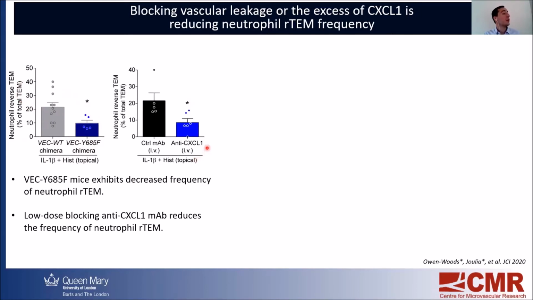In addition, if we block the excess of CXCL1 in the blood circulation by injecting IV a low dose of blocking antibody against CXCL1, again, we reduce the frequency of neutrophil reverse TEM.